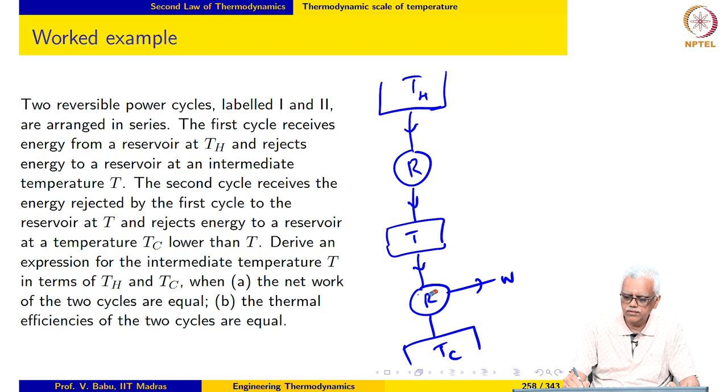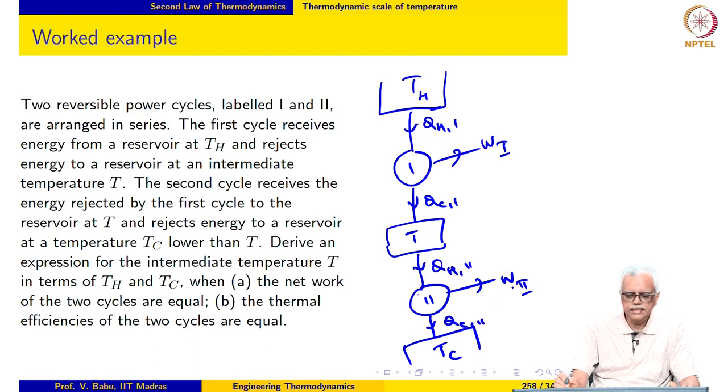So, in fact, we have labeled this as 2 and labeled this as 1. So, this is W1, this is W2. So, this is QH1, QC1, QH2, QC2. It is given that the second cycle receives the energy rejected by the first cycle to the reservoir at T. And then rejects to this. So, which means that these two are equal.